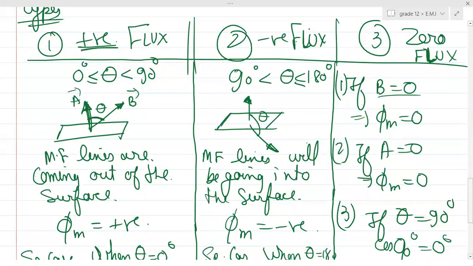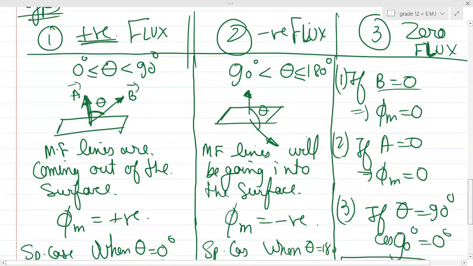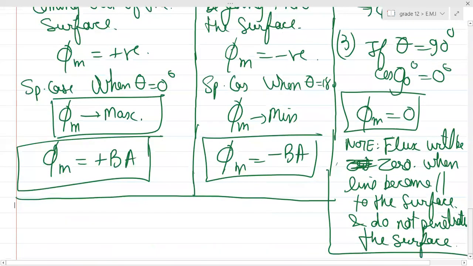All these formulas which we have discussed till now will be applied when the surface is plane, right? But if the surface is curved, then what will you do? You choose a small area element.